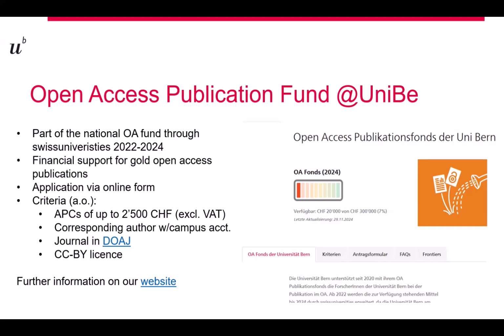As I said already, only gold open access publications are considered. Then you have to apply with the application form. Criteria are, for example, that your APCs may not be higher than 2,500 Swiss francs. If they are higher, the fund doesn't finance anything. So you cannot get 2,500 francs if the APCs are 3,500 francs or anything else above the 2,500.